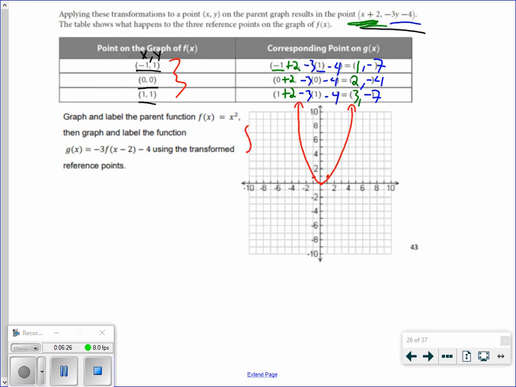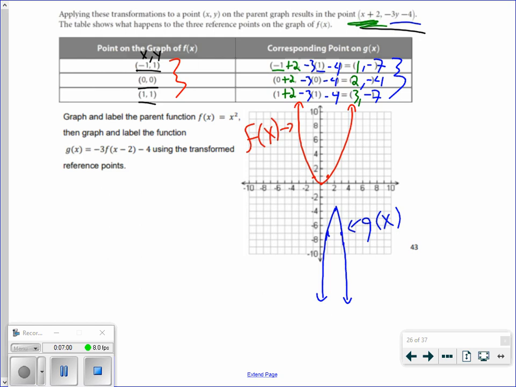Right here in red, we'll put f of x, so we know what it is. And then our g of x, I'm going to do that in blue. That's going to be our transform points we figured out here. So we have 1, negative 7, 2, negative 4, and 3, negative 7. All right? I'm terrible at drawing graphs, but it's going to look something like that. All right? And that's going to be our g of x.